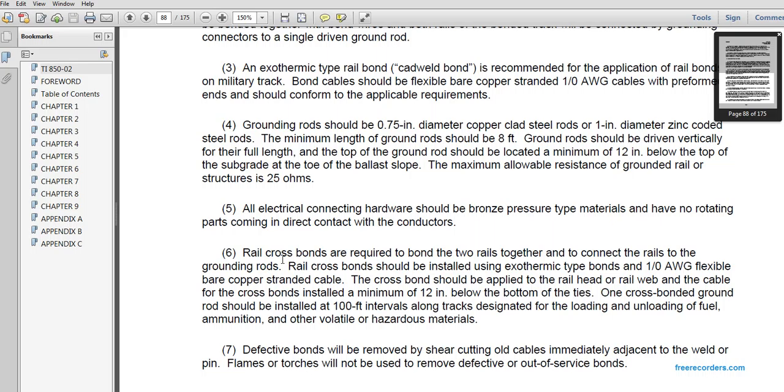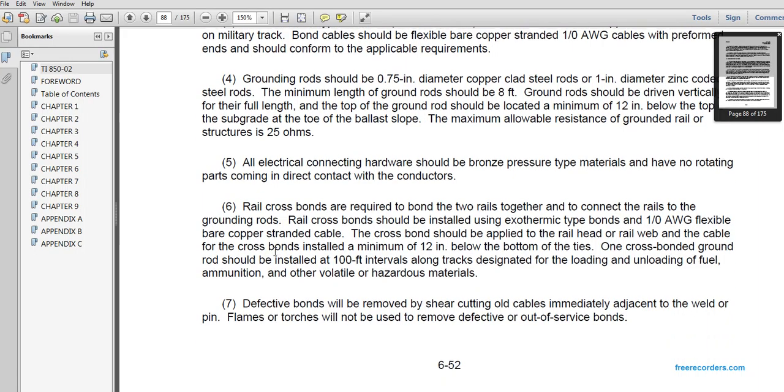6. The railway crossing requires bonding of the bottom of the two rails together with the connected rails. Grounding rods for the grounded railway crossing guard shall be installed using exothermic type bonds. 1/0 AWG gauge flexible bare stranded copper cable. The cross bond should be applied to the rail web of the rail. The cross bond is installed a minimum of 12 inches below the bottom of the tie. Cross bond grounds should be installed at 100 foot intervals along the track designated for loading and unloading of fuel, ammunition, and volatile hazardous materials.